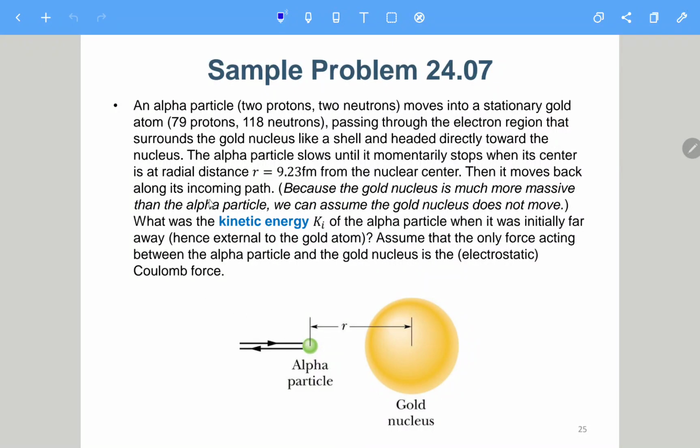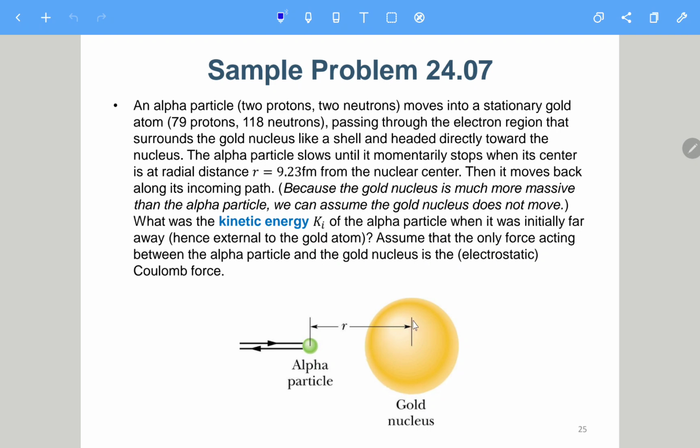Okay, so here we have another sample problem. It says we have an alpha particle. An alpha particle means it has two protons and two neutrons, so it's like a helium nucleus. It doesn't mention that there are electrons, so it's only two protons and two neutrons, with two positive elementary charge. So this is the alpha particle, and then it moves toward a stationary gold atom.